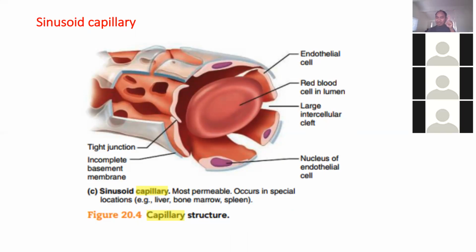But lymphatic vessels have slightly different capillaries. Although we call them capillaries, they are slightly different from the circulatory capillaries. Let's look at that.